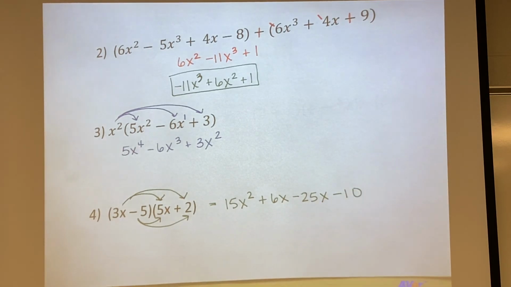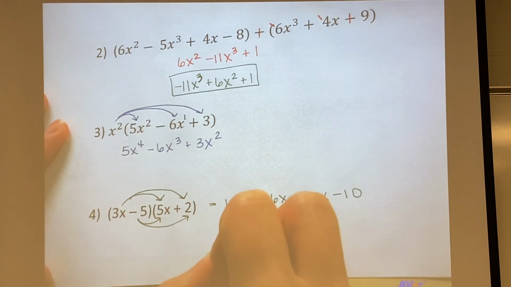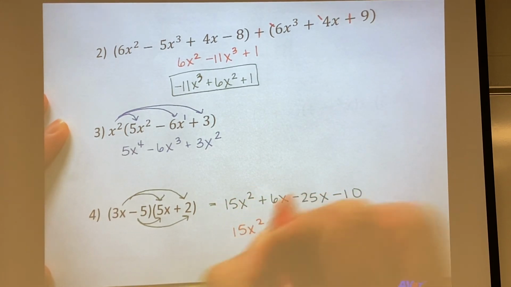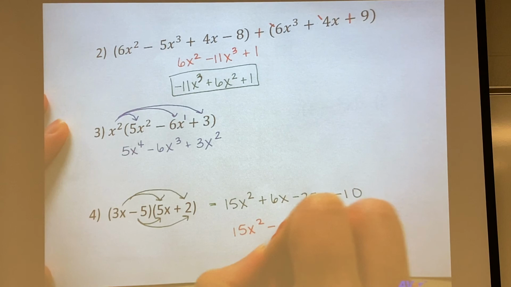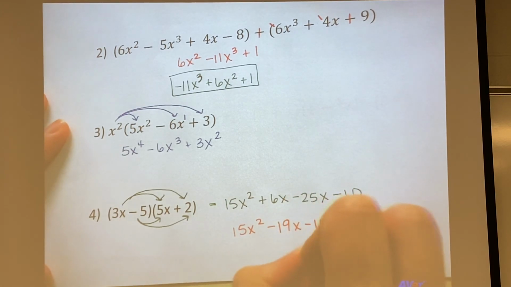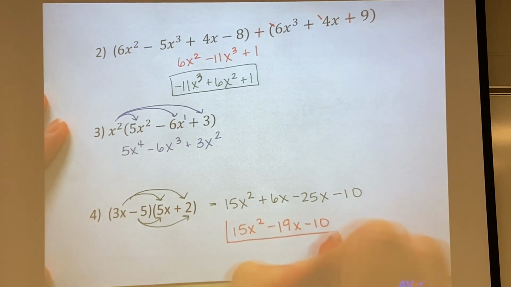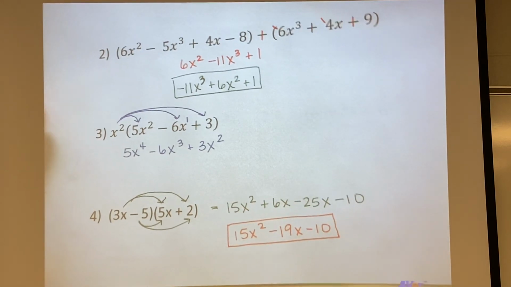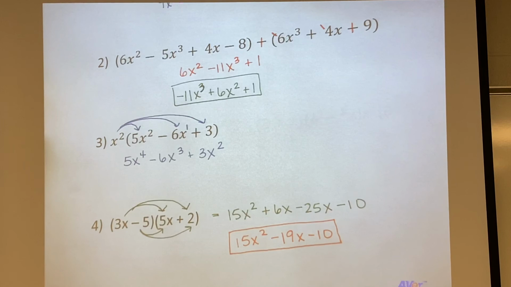We're going to look at our answer, see if we have any terms that are like terms, and we do. We have 2 terms that have an x in it, so we want to simplify that. There's no other x squared, so 15x squared stays the same. But the 6 minus 25 can simplify to -19x minus 10. Now we don't have anything else the same, and it is in order from greatest to least for degrees, so that's our final answer.